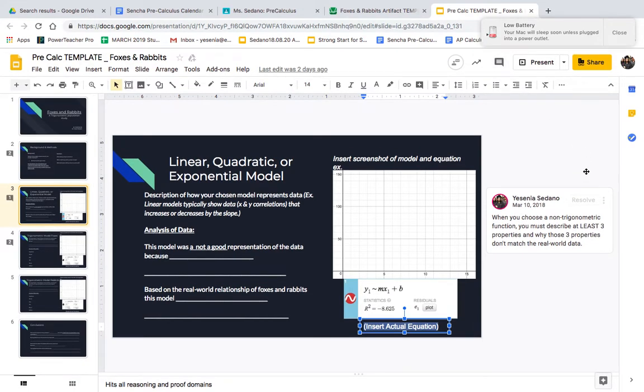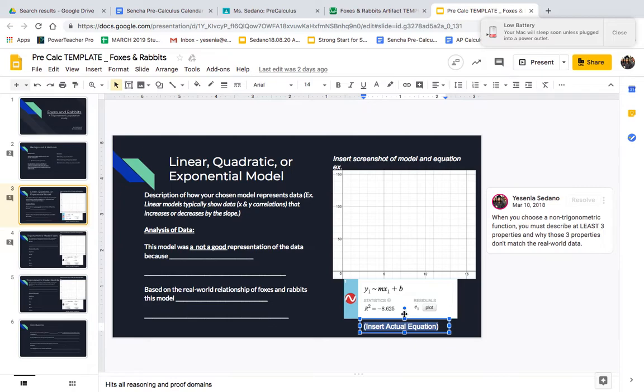Okay, so in this slide, what I want you to do is choose a model that is a bad fit for your Fox data. Let me repeat. I want you to choose a bad fit. If you remember from our vocabulary words, bad fit means that the line or the curve does not go through the data points well. Another way to say bad fit is that COD is bad.